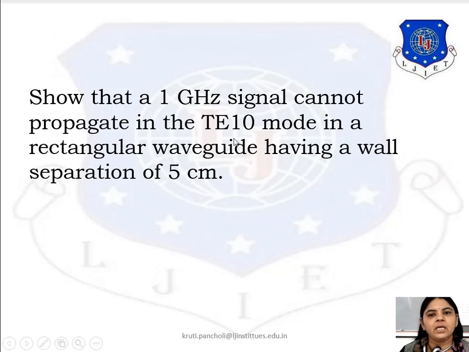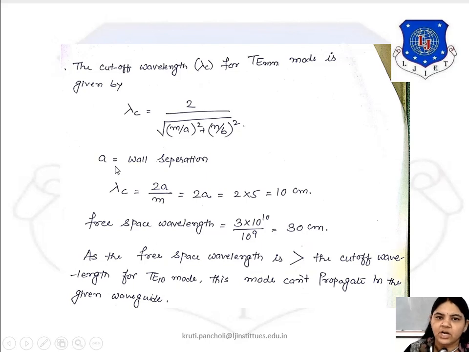Show that a 1 gigahertz signal cannot propagate in the TE mode in a rectangular waveguide having a wall separation of 5 centimeter. Cutoff wavelength lambda c for TEmn mode is given by lambda c equal to 2 upon square root of (m by a) whole square plus (n by b) whole square. A is equal to the wall separation, so lambda c is equal to 2a upon m, which is 2 into 5, equal to 10 centimeter.